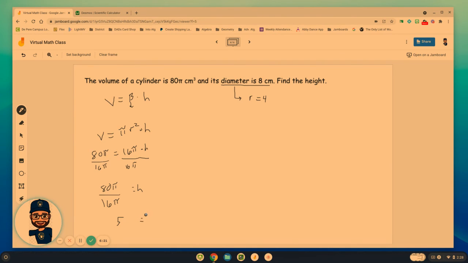What's the unit in this one? Well, the volume was cubic centimeters. The diameter is centimeters, so the height would also have to be the same unit, or 5 centimeters.